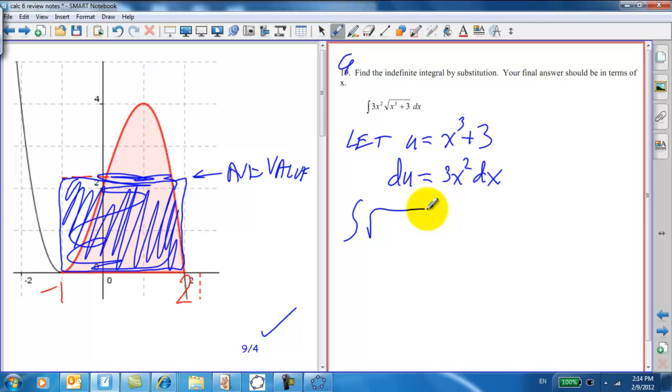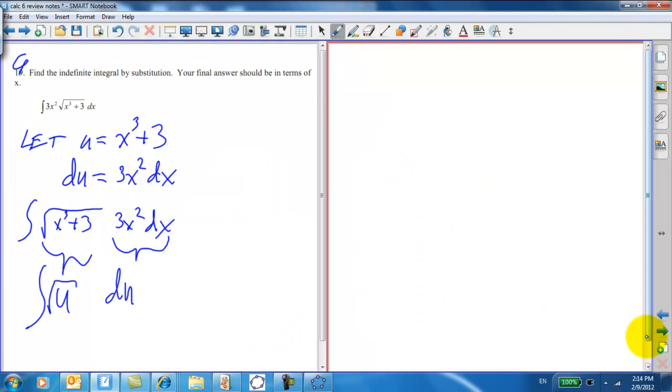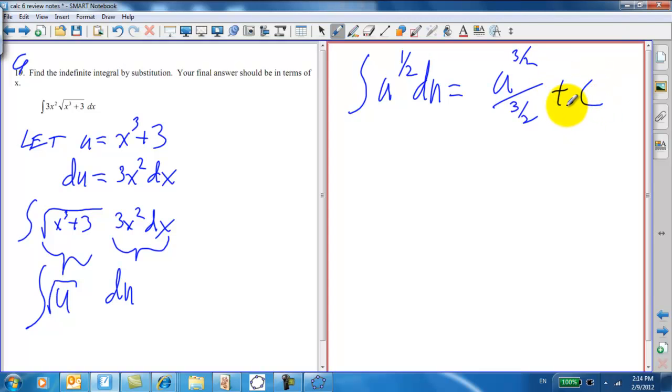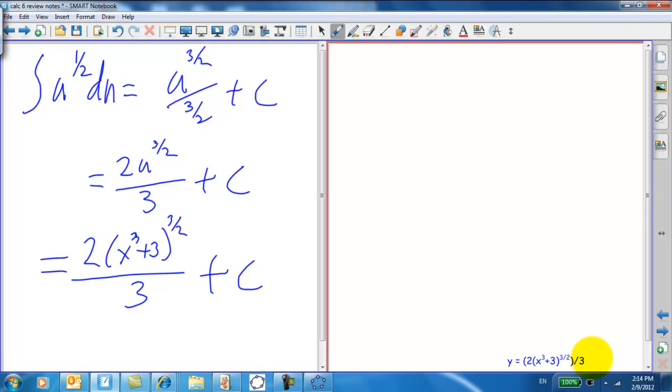So if I rearrange this as the integral of the square root of x cubed plus 3 times 3x squared dx, we can call this part u, or square root of u, and all of this then becomes du. Now it's a lot easier problem to do, because now you're just doing the antiderivative of u to the half du. So crank it up a power, u to the 3 halves over 3 halves plus some constant. And so you get 2u to the 3 halves over 3 plus a constant of integration. And now we just have to unsubstitute. Remember, u is x cubed plus 3. So it's 2 times x cubed plus 3 to the 3 halves, all divided by 3, plus our constant of integration. And that checks with the computer answer.